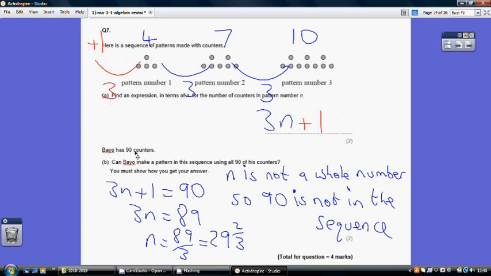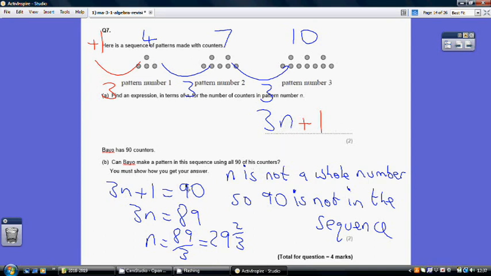Now Bayo has 90 counters. Can Bayo make a pattern in this sequence using all 90? Well, if they can, when we solve the nth term expression equaling 90, then n will be a whole number because that would be the pattern number.